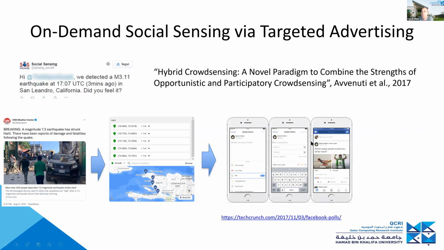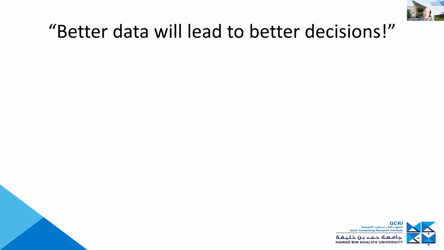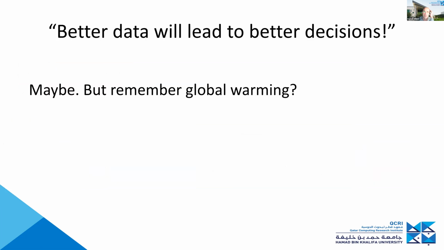We would show an ad that is basically like a poll, built into Facebook. So: is the bridge open? Yes, no. Is there an available hospital? Yes, no. And we would aggregate this by location. This is something we'd like to do. We haven't done it. It's related to Facebook Safety Check that you might be aware of, but it's far more flexible. We can really ask about infrastructure being accessible rather than just if people are okay or not. And my last slide, I promise.